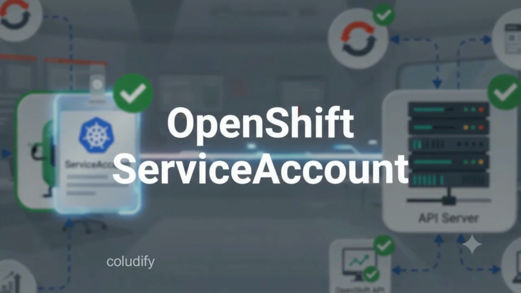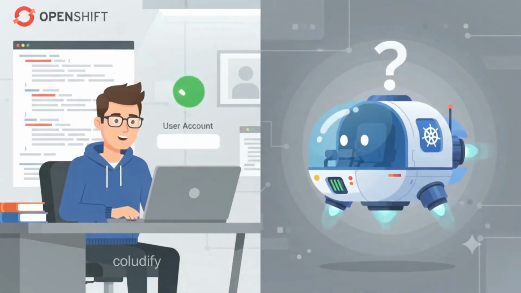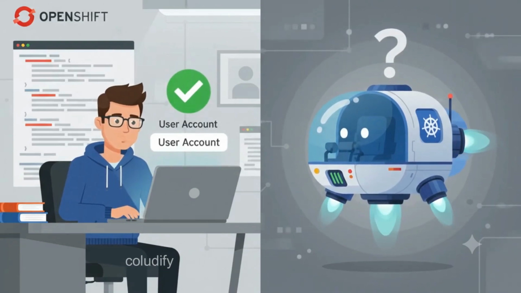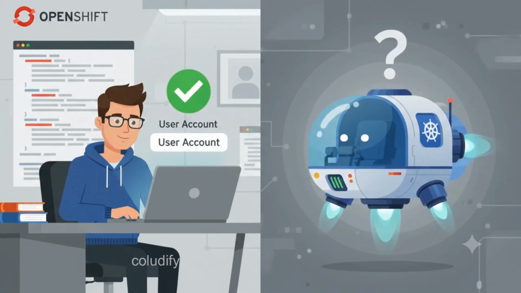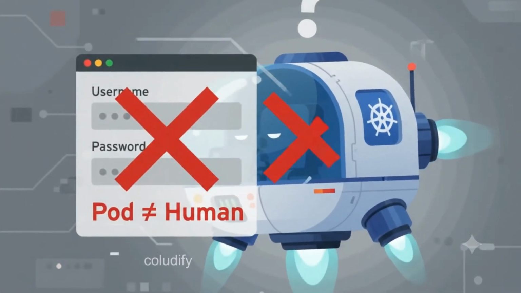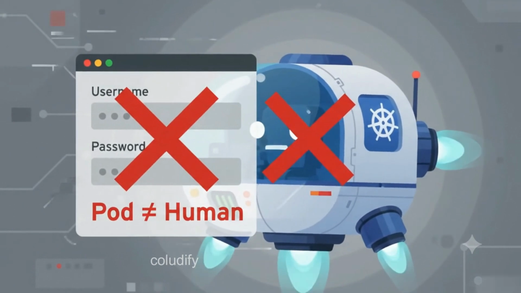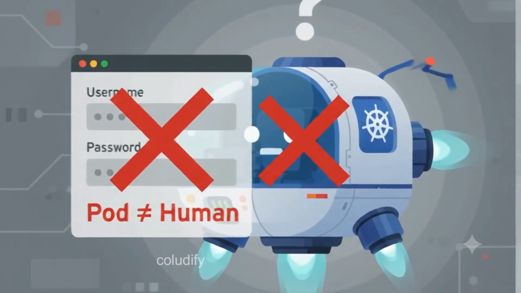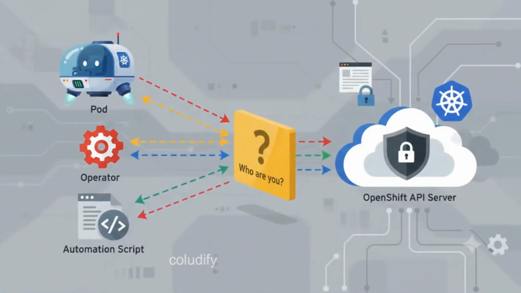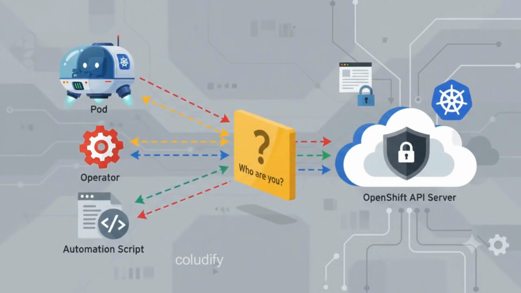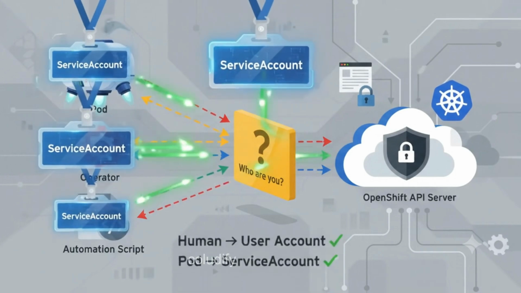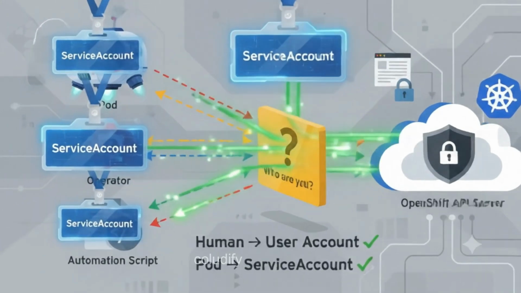That service account provides the identity. When we use the OpenShift Web Console to run the oc commands, your user account identifies you, but the pod is not a human. It cannot enter your username and password. Still, applications, operators, and automation tools sometimes need to communicate with the OpenShift API. So, how does OpenShift identify them?